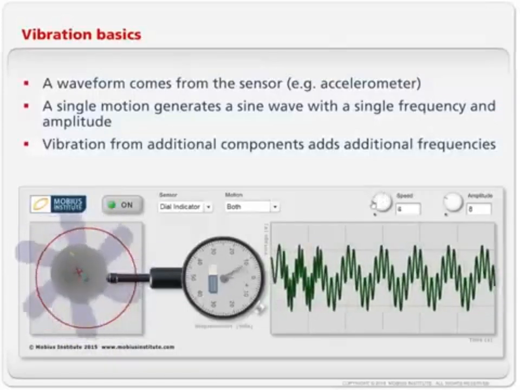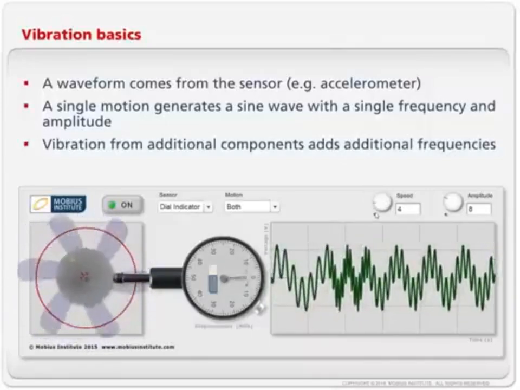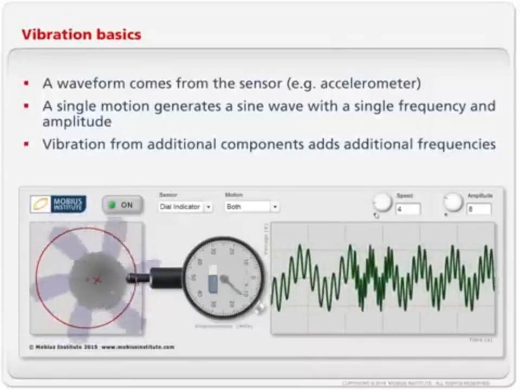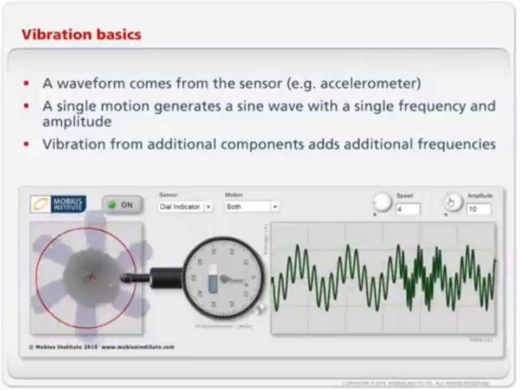If the machine speeds up, the frequency changes, it goes up. If the machine slows down, then the vibration changes. In this example, the amplitudes didn't change, but the frequencies changed because it's going slower. And of course, we could change the amplitudes as well.